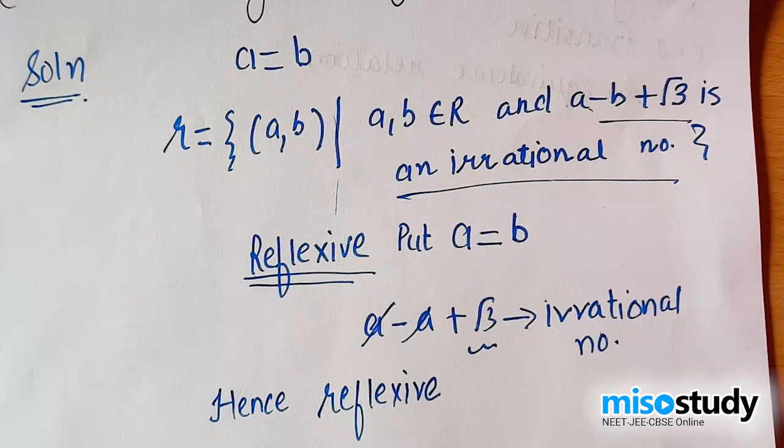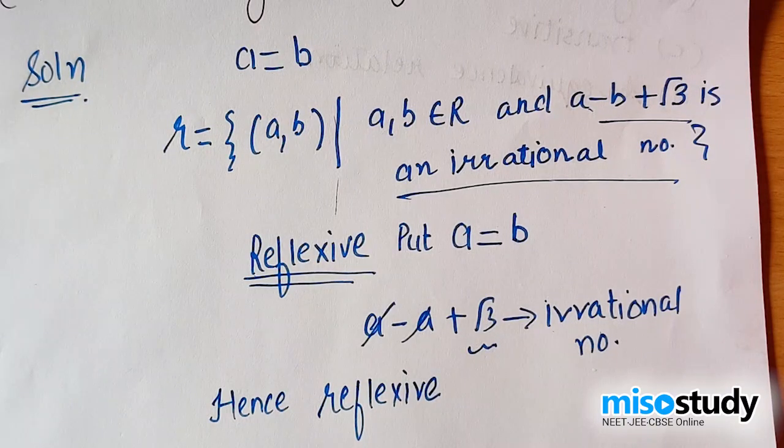Like for example, I take (1, 2). If I take (1, 2), 1 - 2 + √3 turns out to be an irrational number. And now I will take (2, 1). If I take (2, 1), again it turns out to be, sorry, an irrational number.